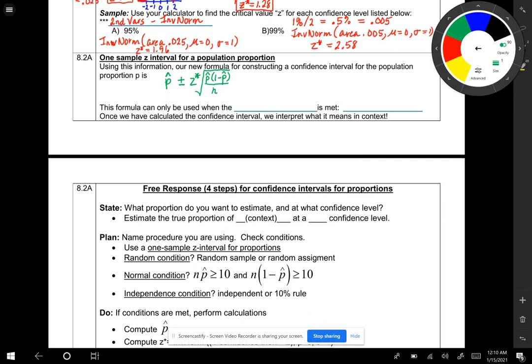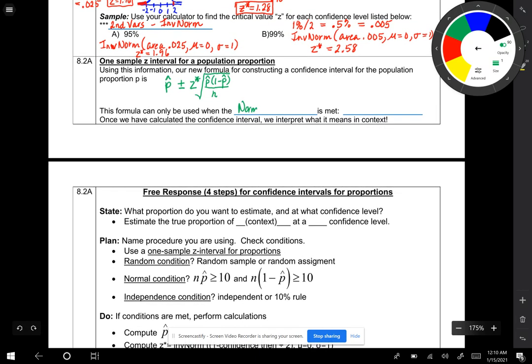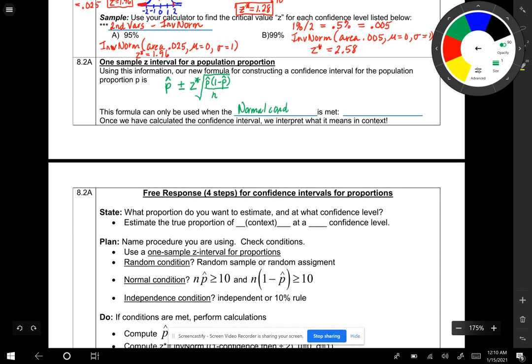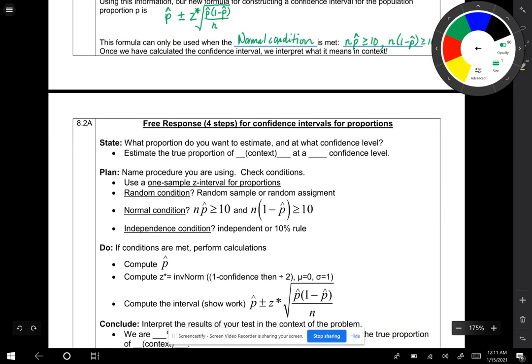This formula can only be used when the normal condition is met. And remember, that was N times P hat, successes, is greater than or equal to 10, and failures are also greater than or equal to 10. Once we have calculated the confidence interval, we interpret what it means in context. We are going to do our two problems.